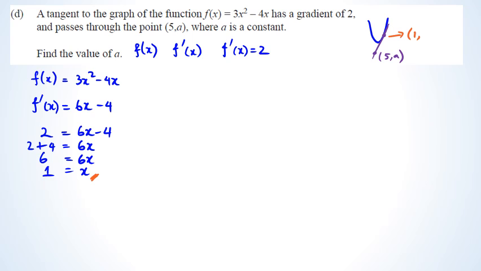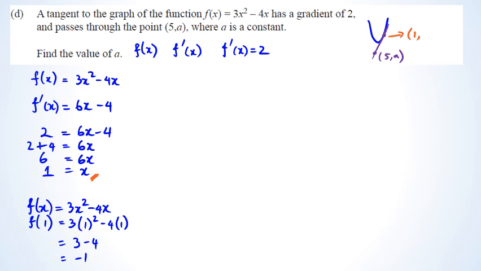I don't know what the y value is, but I can find it by putting it in the original f(x), which is equal to 3x squared minus 4x. So f(1) is equal to 3 times 1 squared minus 4 times 1. I end up with 3 minus 4, which means f(1) is equal to negative 1. So what I've just discovered is that when x equals 1, the y value is negative 1. Let me write that up a little clearer: I've got the 1 there, and negative 1 here.